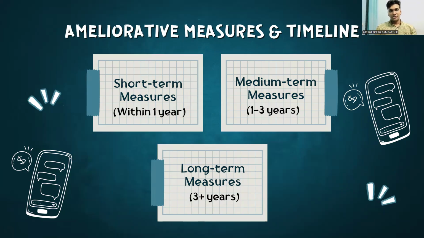Short-term measures are those measures which are taken within a 1 year period. They could do monetary policy adjustments, where RBI could adjust the repo rate and control the liquidity and curb the demand side inflation. There could also be supply side interventions, reducing import duties on essential commodities to ease supply constraints.